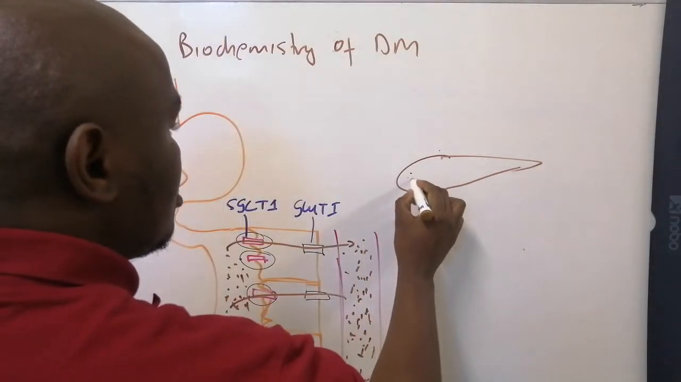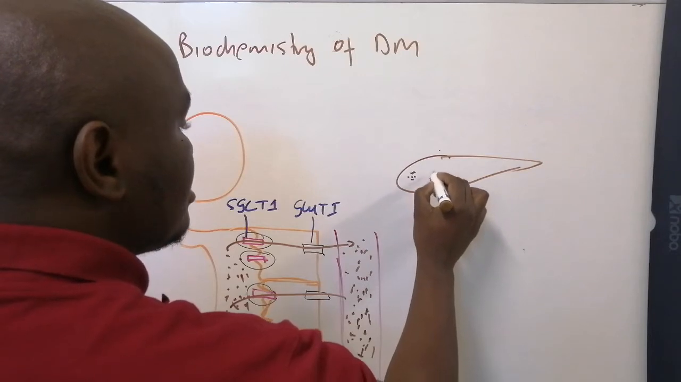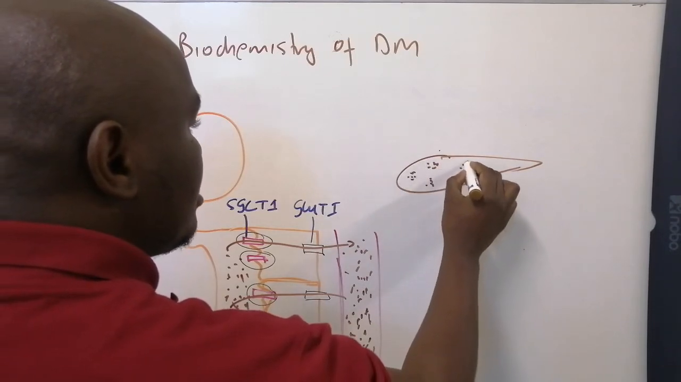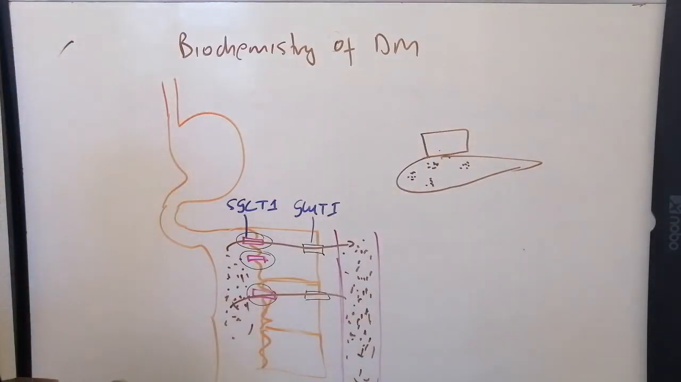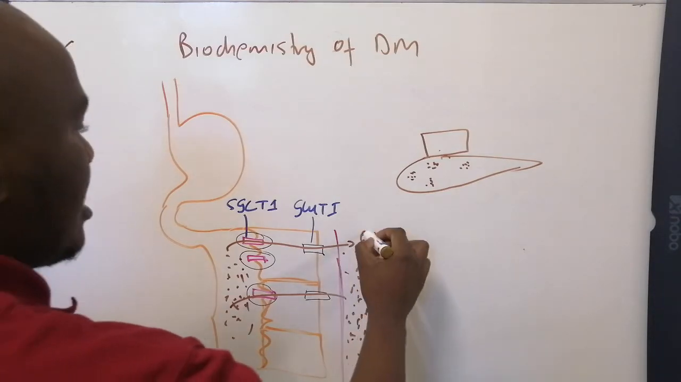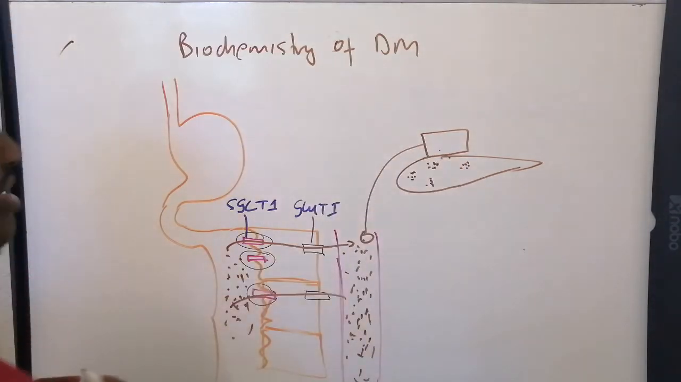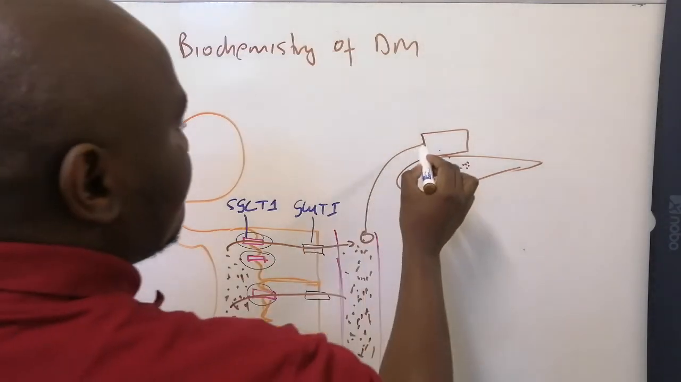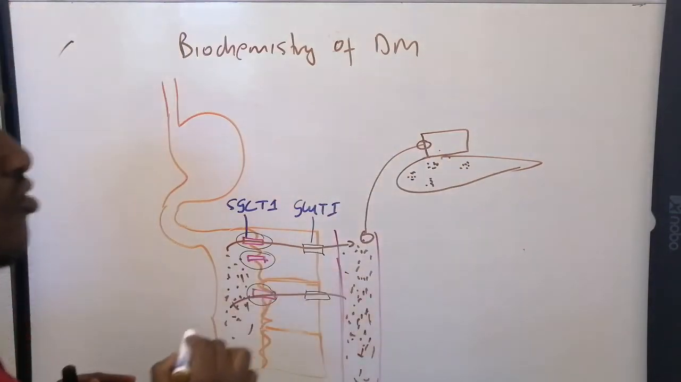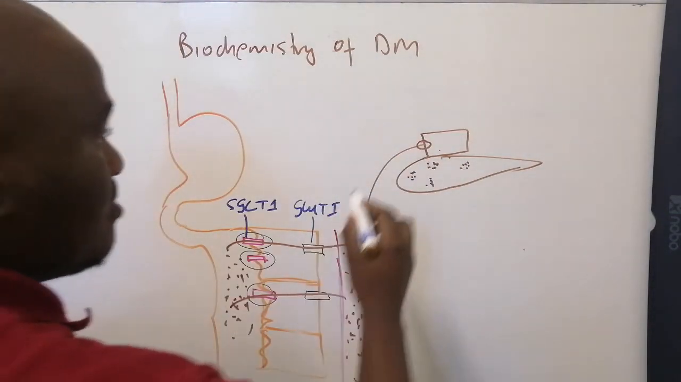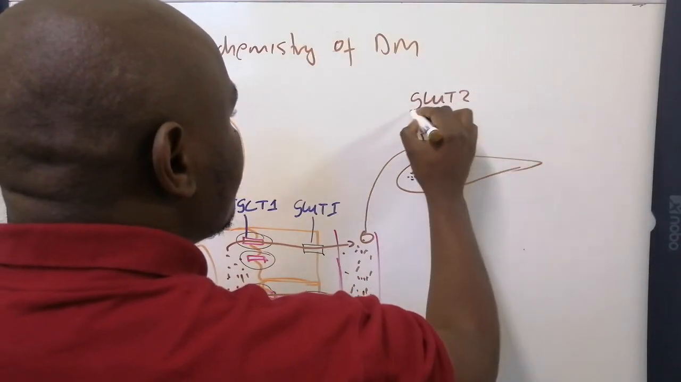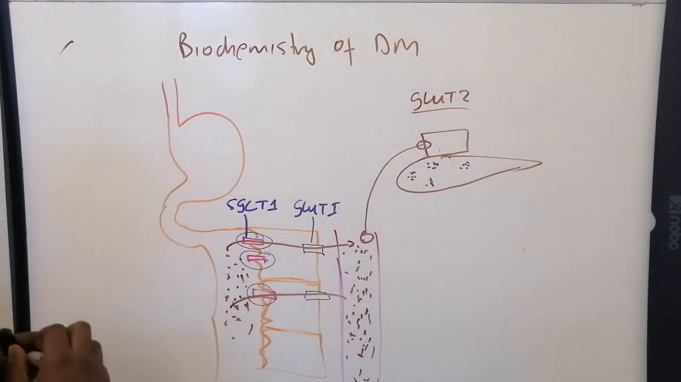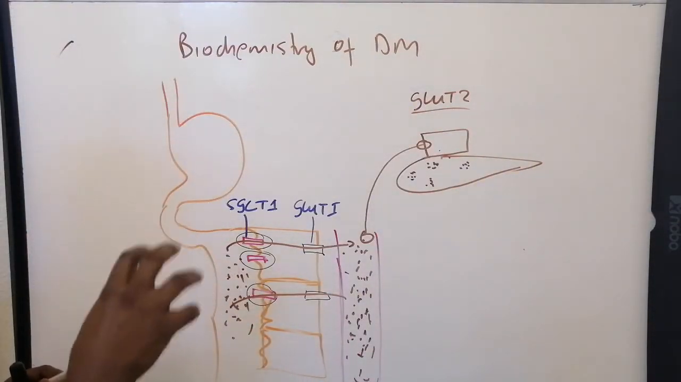So specifically the islets of Langerhans, and more specifically the beta cell. So let's take one beta cell and enlarge it. These glucose molecules are going to go and enter the beta cells of the islets of Langerhans. They will enter via a glucose transporter that we spoke about, which is the GLUT2. So they enter through the GLUT2 transporter.